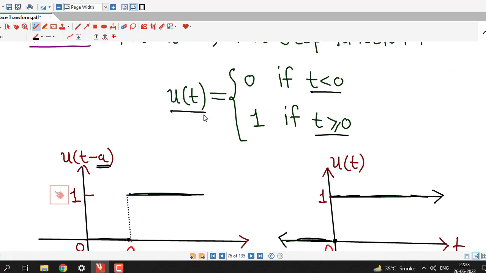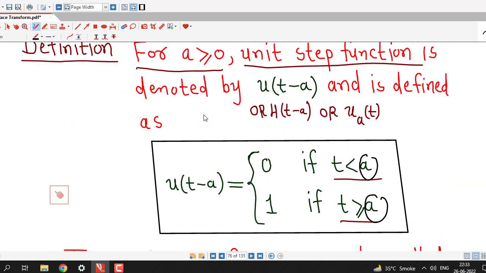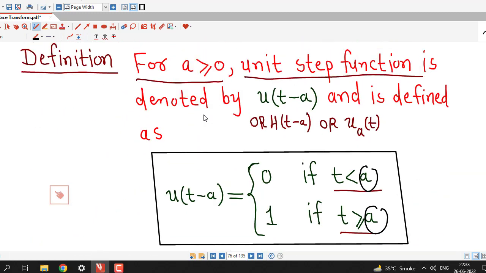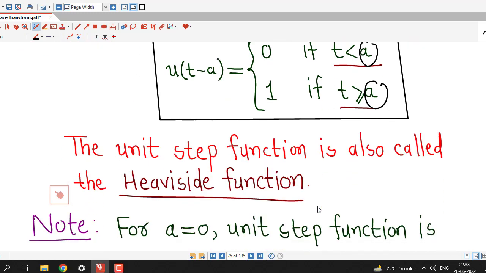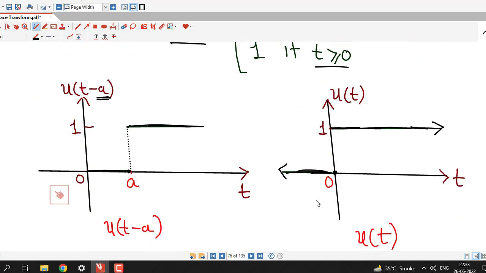So this is the definition of unit step function. It is defined for particular value of non-negative real number a, and if t is less than a, value is 0. If t is greater than or equal to a, value of unit step function is 1.